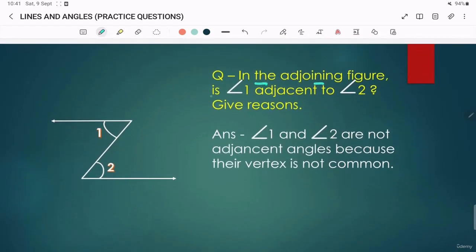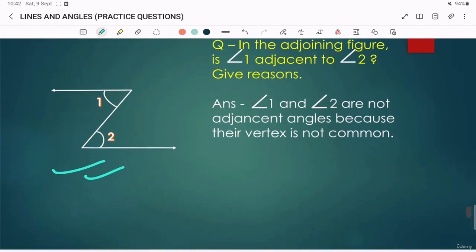In the adjoining figure, is angle 1 adjacent to angle 2? Give reasons. In this figure, we need to find out, is angle 1 adjacent to angle 2? We know what are adjacent angles. We already know that adjacent angles must fulfill three conditions. First condition is they must have common vertex. Second condition is they must have common arm. And the third condition is non-common arms should be on the either side of the common arm.